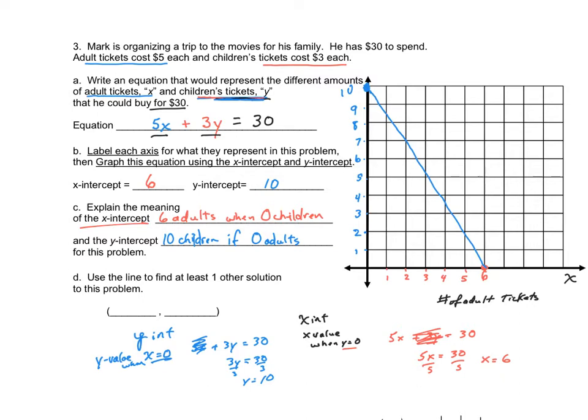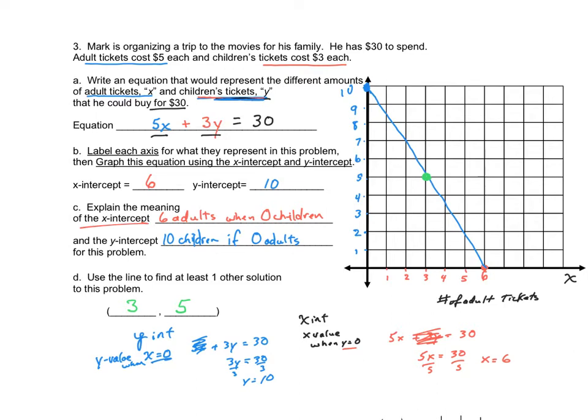Now that line represents where we can find all of our solutions to this problem. If that line was perfect, that would be awesome. It's not. But I know that one of the solutions would be right here, and that's because the line would go right through that point. And that point is 3, 5, which means I can take 3 adults and 5 children to the movies for my $30.